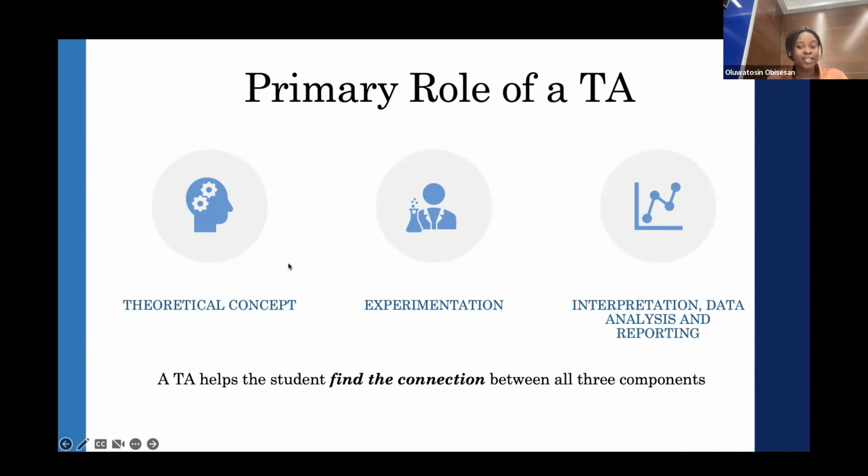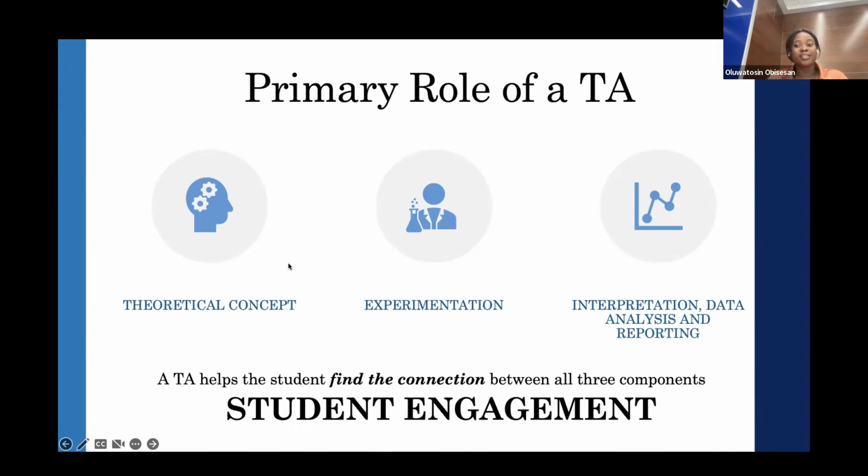And I say find the connection because helping students find connection is not the same thing as giving them information, hoping they will understand the application. They have all these different pieces of information. How do they find the link between these concepts? How do they apply them? And one of the best ways to get the students to do this is by engaging them.